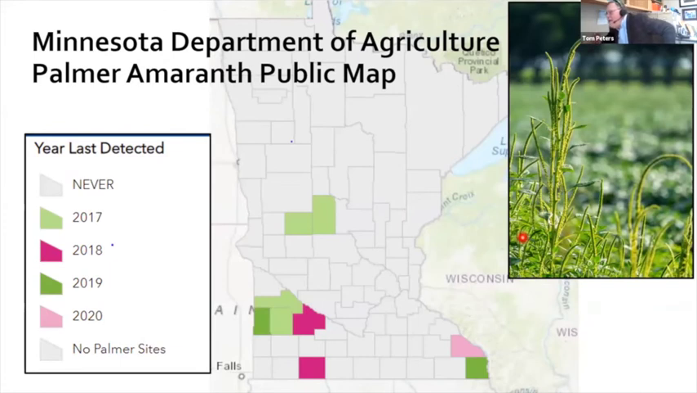On the Minnesota side, by and large, Minnesota has eliminated Palmer amaranth, especially from these original counties. They've gone back and there is no evidence of Palmer amaranth left. The counties where they're still actively monitoring are Lincoln County in the west and Winona and Houston counties in the east. But by and large, Minnesota is fighting to eradicate Palmer amaranth, and we're going to do the same in North Dakota. We're just not as far along.